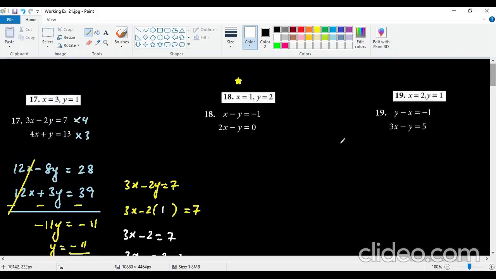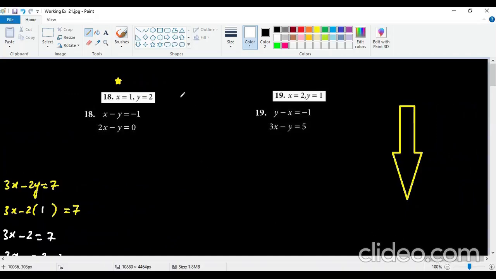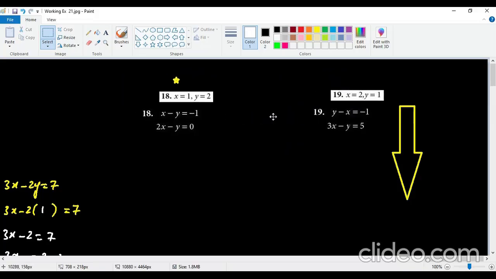Moving on to the next question, which is question number 18. I will move this guy over here and I will remove this. This arrow shows me that the next questions are down below. Now, in this equation, the answer in the book is wrong. So I have marked a star over here. Let's see what answer we get.